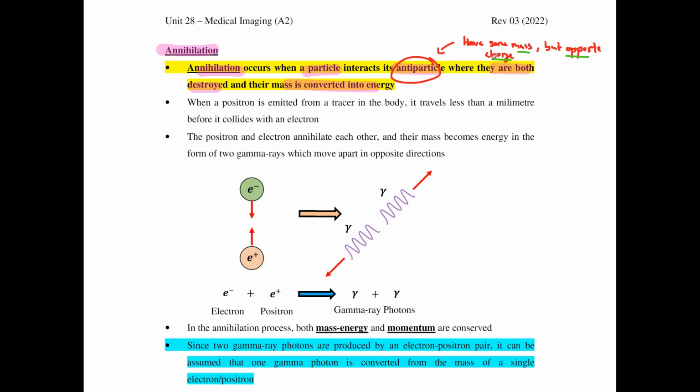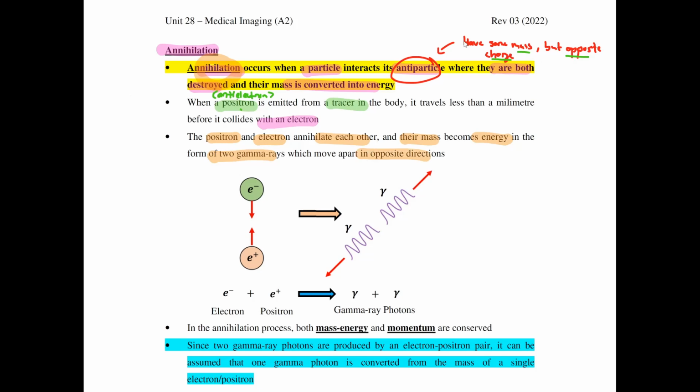Okay, so right now, when you're talking about the tracer in your body, you are actually emitting a positron. Your positron is actually the antiparticle of your electron. This positron is also known as your anti-electron. Okay, this is your antiparticle right now. It's emitted from the tracer that you injected into the patient's body. It then travels less than a millimeter before it collides with your electron. Okay, so right now you actually have a particle and antiparticle interacting. All right. So by definition here, your positron and electron will annihilate each other and their mass then becomes energy in the form of gamma ray photons that move apart in opposite directions.